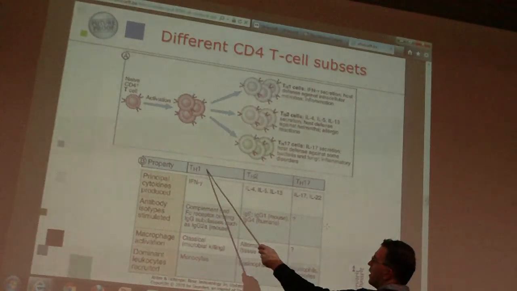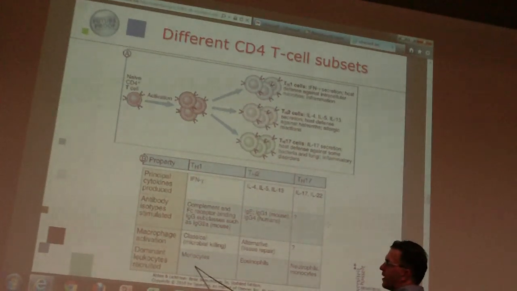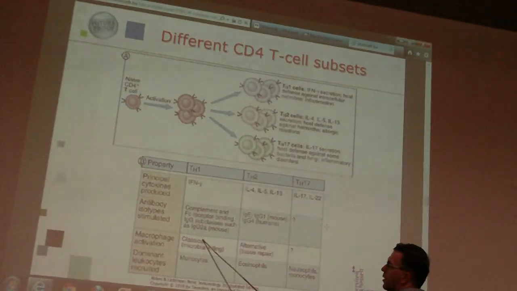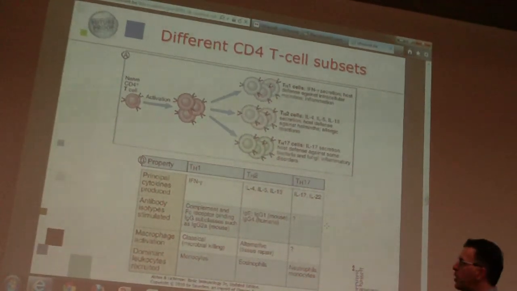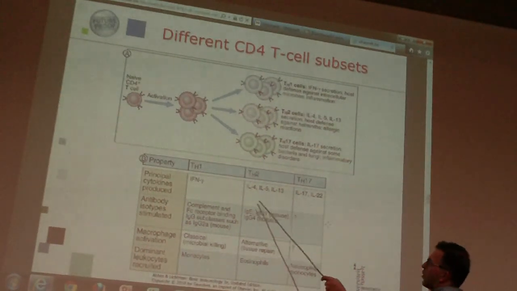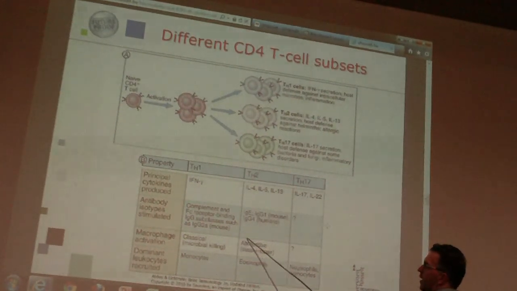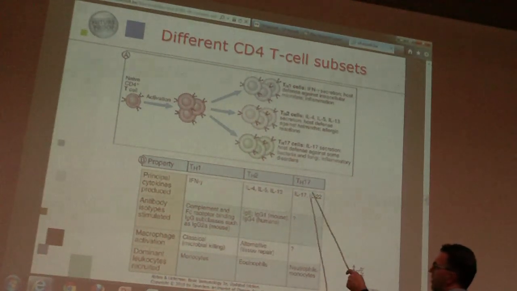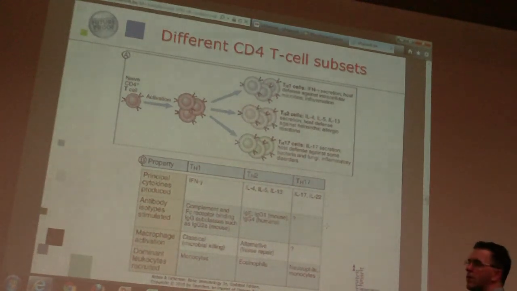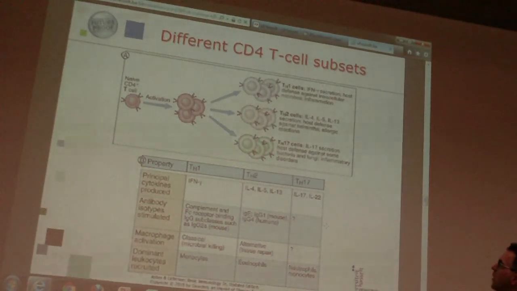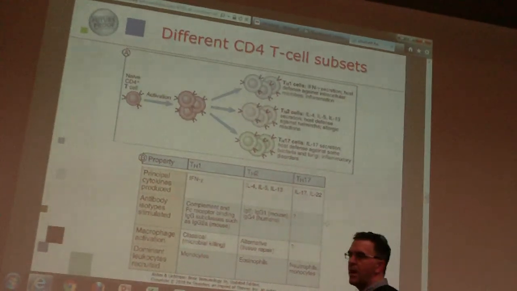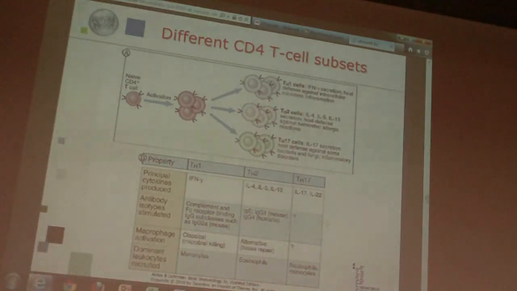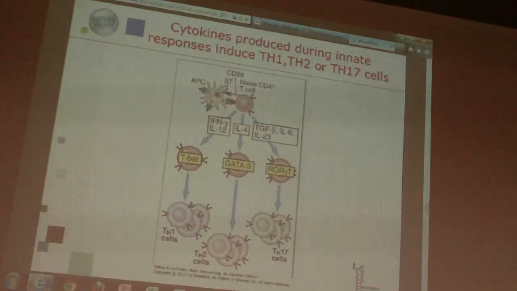So Th1 cells are known to be really important at activating monocytes and macrophages, and they only have a part in fixating antibody production. While Th2 cells are really important for humoral immunity, for alternative activation of macrophages and eosinophils. And Th17s, they are quite new, but they're quite involved in neutrophils and monocytes. So when your naive T cells get activated, it depends on what cytokine is produced, which kind of cell it will really become. And this is what you see here.